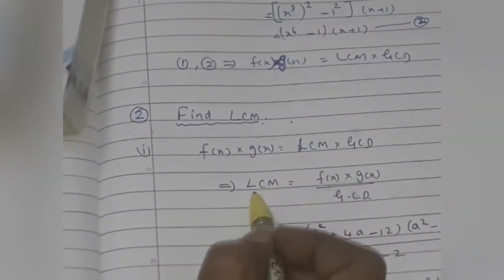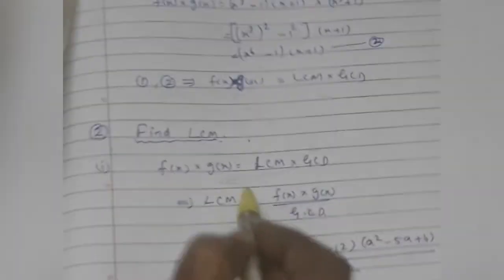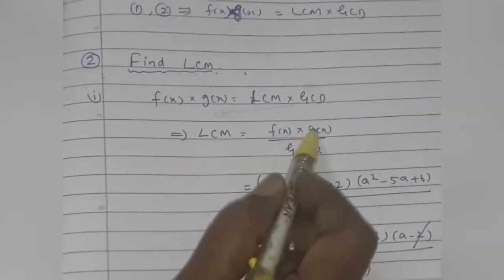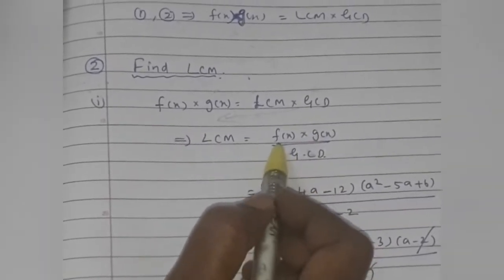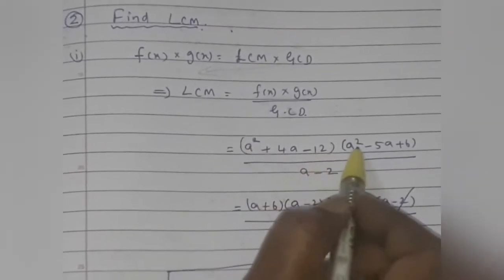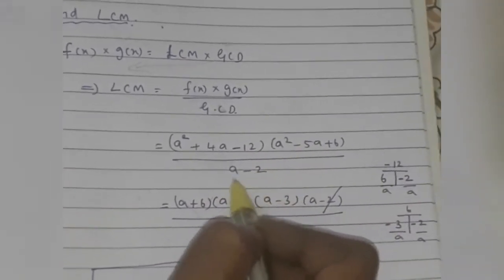So what is LCM? LCM is equal to f of x into g of x. This GCD is coming here as a divisor. So LCM is equal to f of x into g of x by GCD. Now you write what is f of x. It is given as a square plus 4a minus 12, and g of x is a square minus 5a plus 6, by GCD, which is a minus 2.